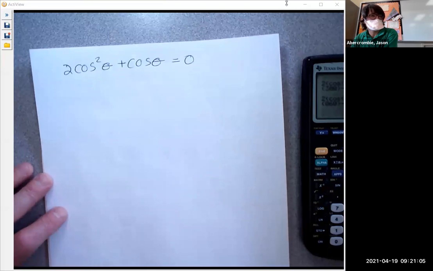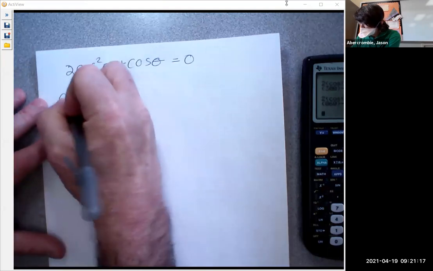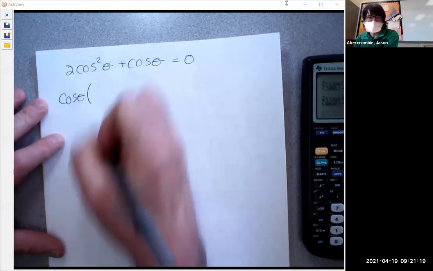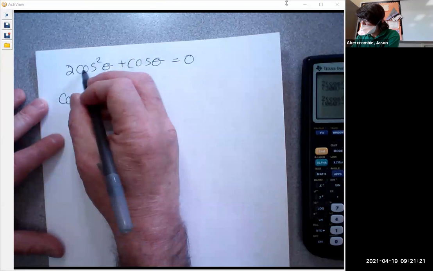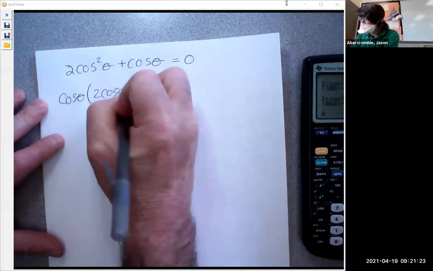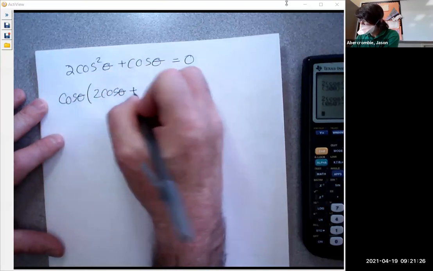2 cosine squared and cosine. What comes out of each of those? Rachel, how about you? Cosine. Good. So we're going to take cosine out. And then left over is going to be a 2 cosine, and then left over here is going to be plus 1.